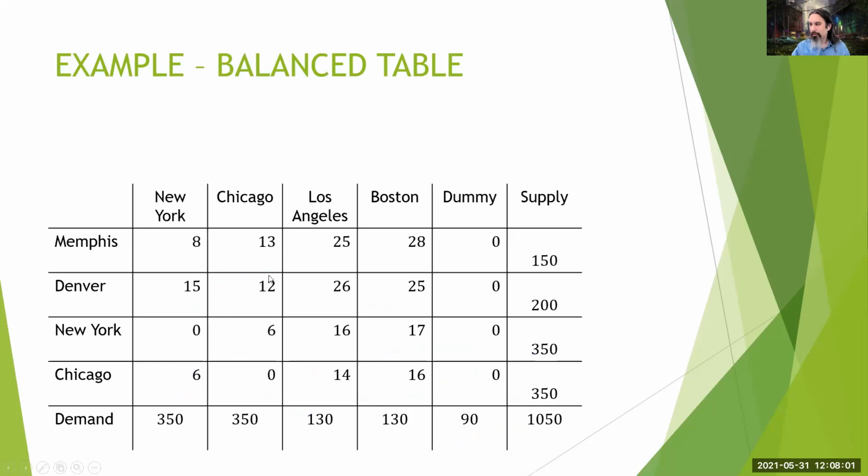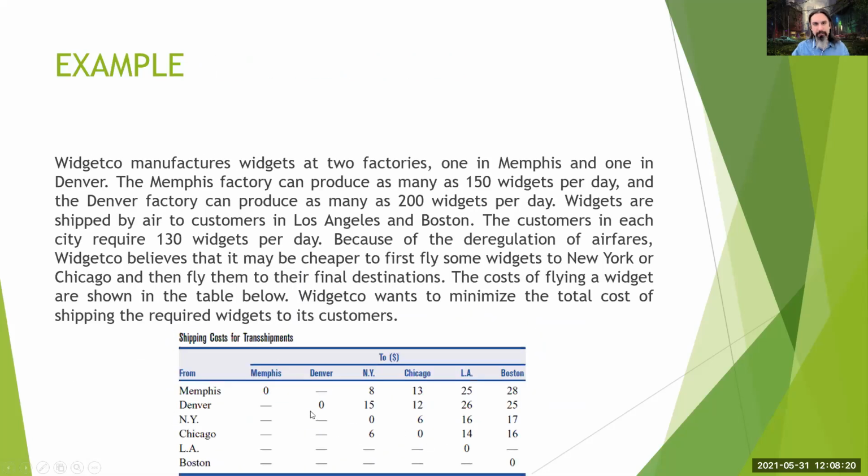Okay. So Memphis, Denver, New York, Chicago. These are my 4 supply points. New York, Chicago, Los Angeles, and Boston are my 4 demand points. And I have to add a dummy demand because my supply is greater than my demand. So as you can see, these are my costs. They are just taken from here.